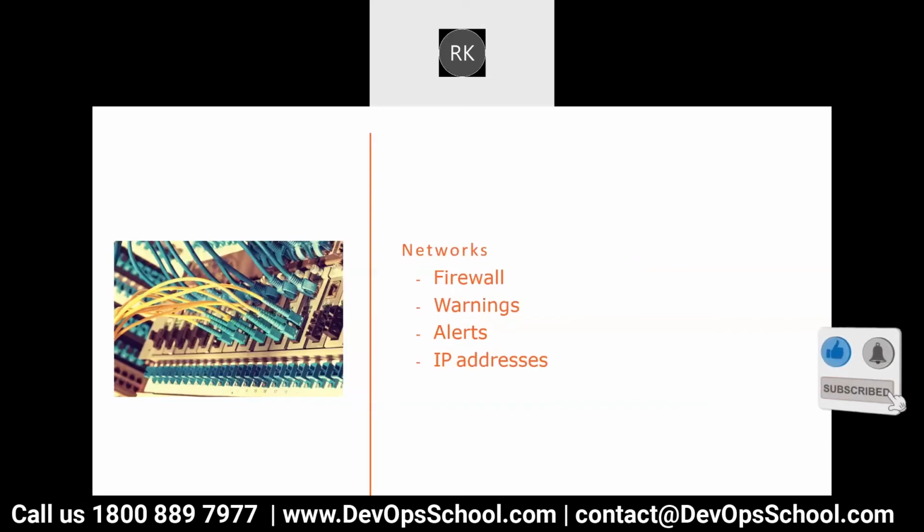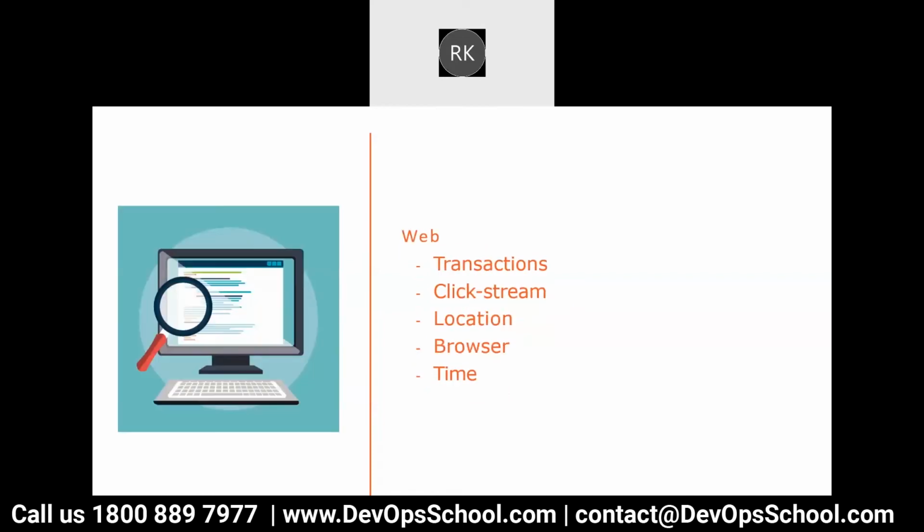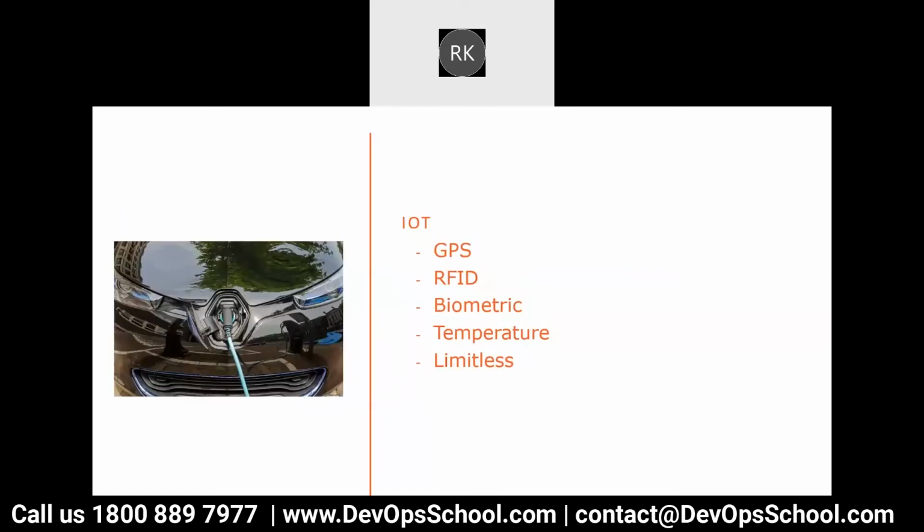So log files, access, file system, and all. Network logs, firewall logs, warnings, alerts, IP address logs, database logs, which can be audit logs, configuration logs, schema logs, table logs, query logs, web transaction logs, clickstream logs, location logs, browser logs, time logs. In DevOps itself, we generate lots of logs: test logs, log4j alerts, event logs, code check-in logs also.